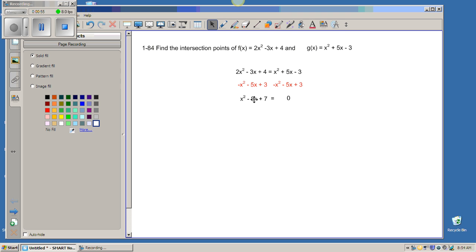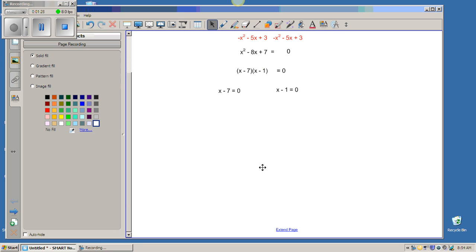Now I notice that I need to get a product of 7 and a sum of negative 8, so I would use factoring. Some of you might use the quadratic formula. Either way, I'm going to use factoring because it's pretty easy to factor this quadratic. x minus 7 times x minus 1 gives me the product I need of positive 7 and the sum I need of negative 8. And that still equals 0, so one of those factors has to be 0.